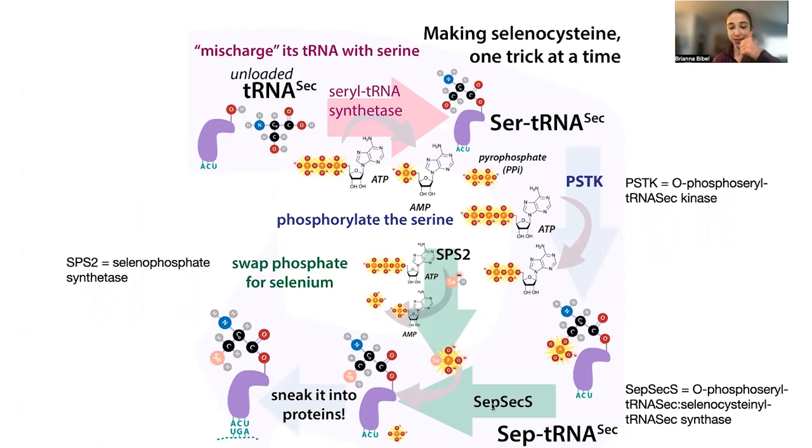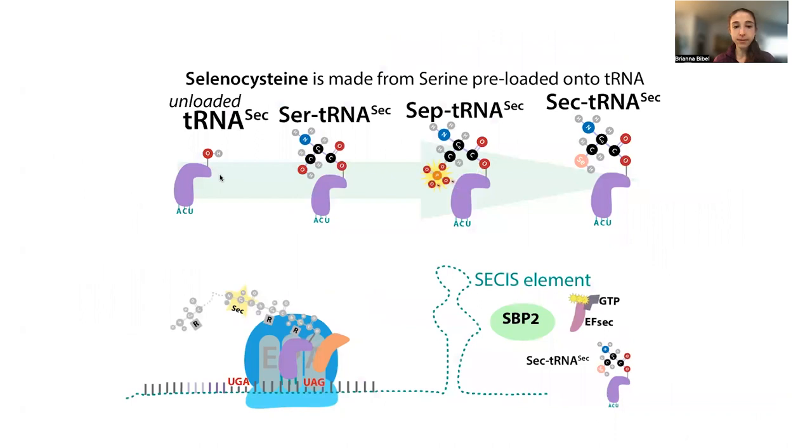Okay, speaking of for the win, what have we just accomplished? We've taken that tRNA that has the anticodon for selenocysteine, and we have charged it with serine. So we put a serine onto that tRNA. Now we've phosphorylated that serine so that we make it more reactive and so that we're going to be able to swap in a selenium.